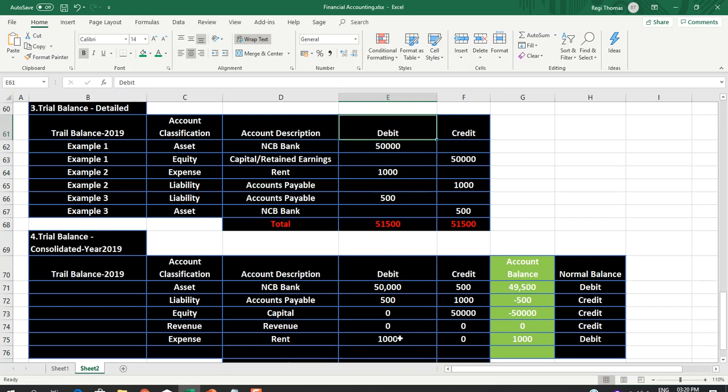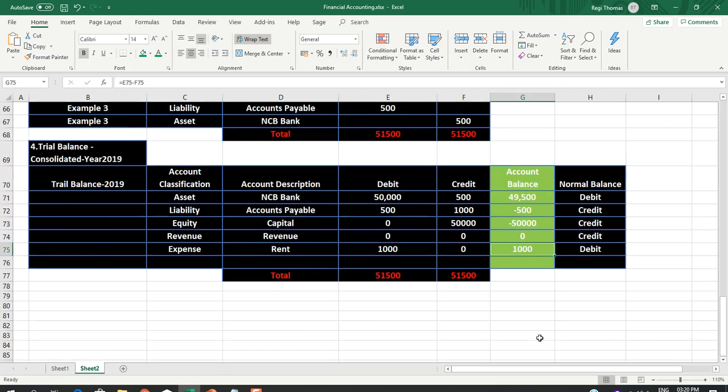So I have placed it here. The account balance is debit minus credit, so it's 1,000. The normal balance is debit, so that means it's a plus sign. So it's saying that in this period, 2019, the expense for your company for the rent is 1,000. So the balance says that 1,000 is incurred in your expense book.